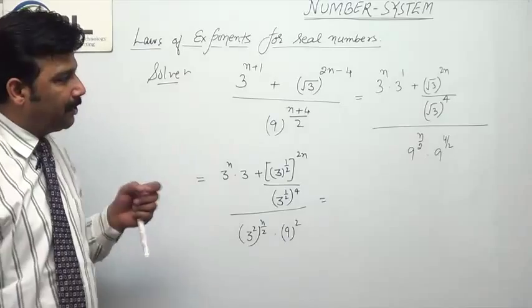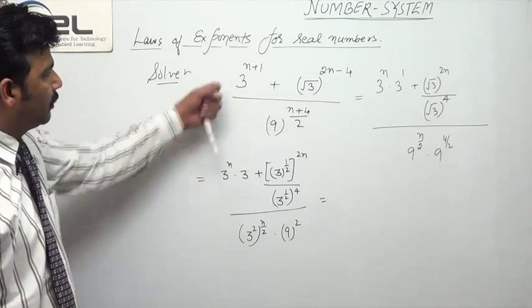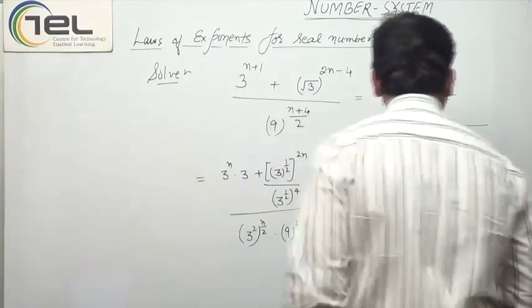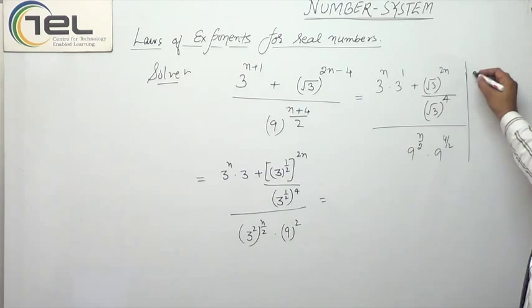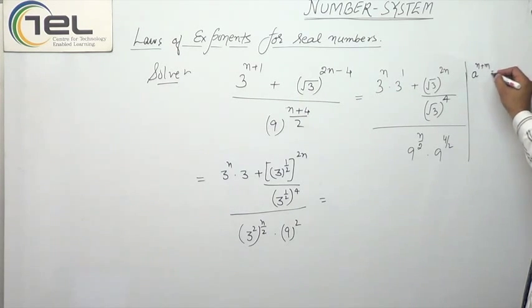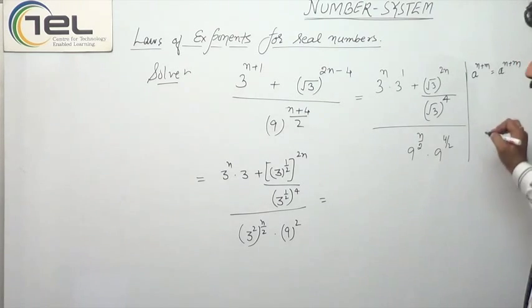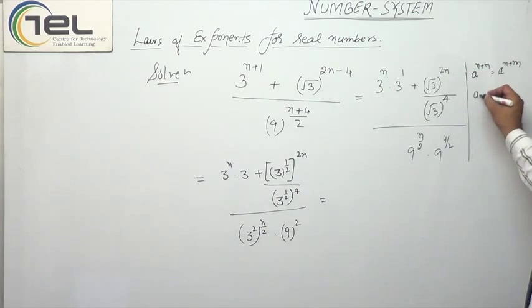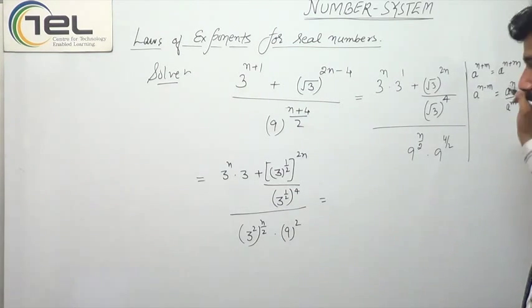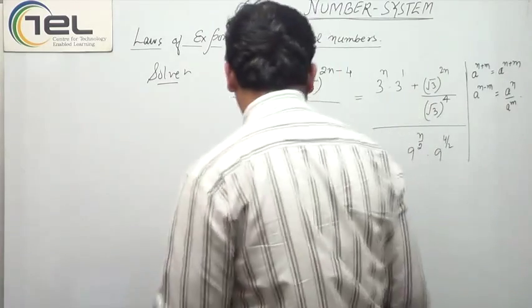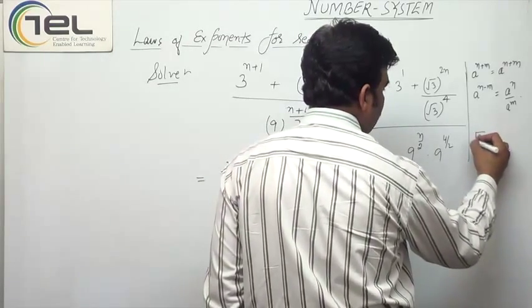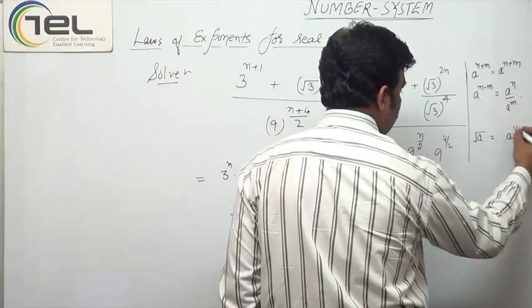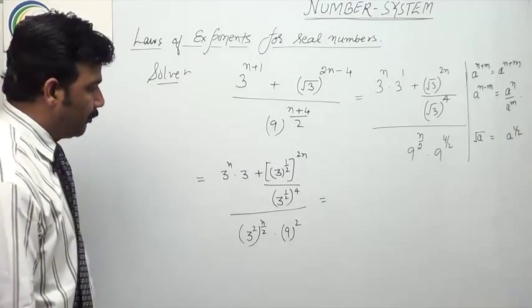Please write each and every formula which you are going to use. In this first part, the formula I use is a raised to the power n plus m is equal to a raised to the power n into a raised to the power m. In the second one I use a raised to the power n minus m is equal to a raised to the power n upon a raised to the power m. And what I just used is root a is equal to a raised to the power half. So this is the formula I am using.